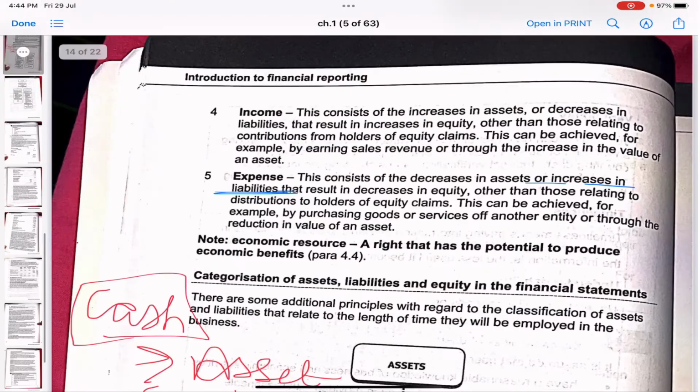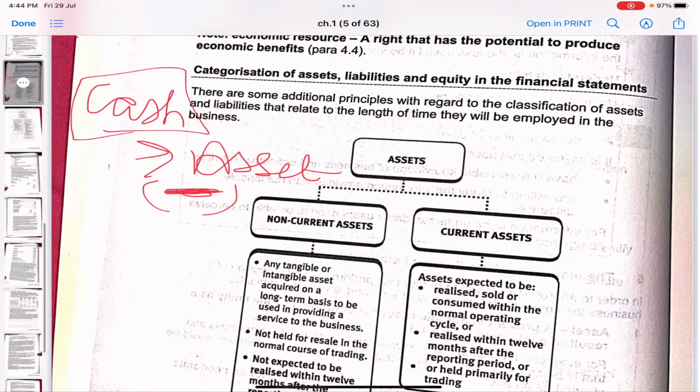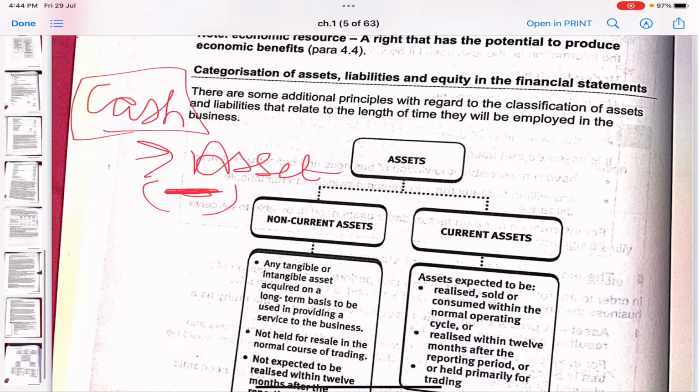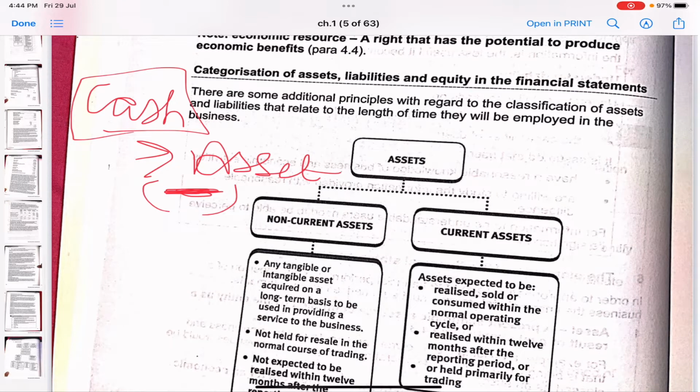So we have to start from the categorizations of the assets, liabilities, and equity in the financial statements. This is going to be hardly a 10-minute video because this is something you already know. We just need to go and clear certain concepts. The first thing: there are some additional principles with regard to the classification of assets and liabilities that relate to the length of time they will be employed in the business.